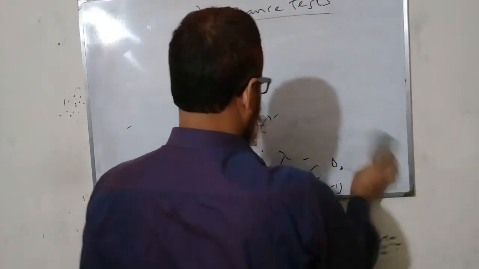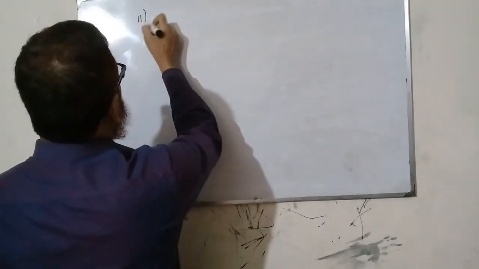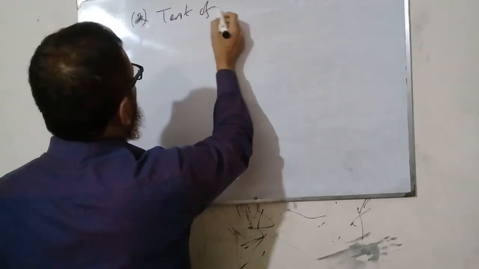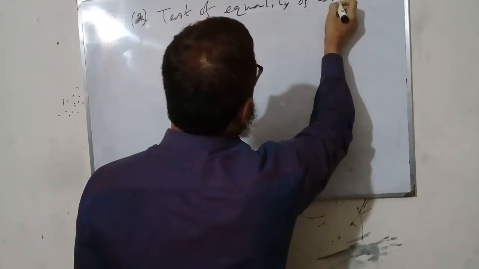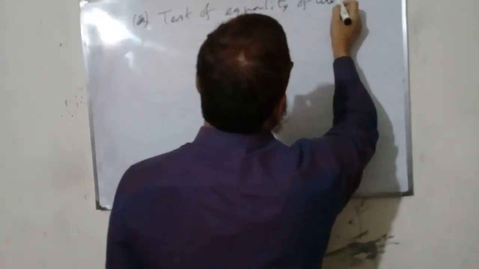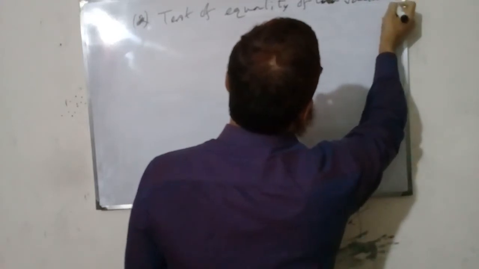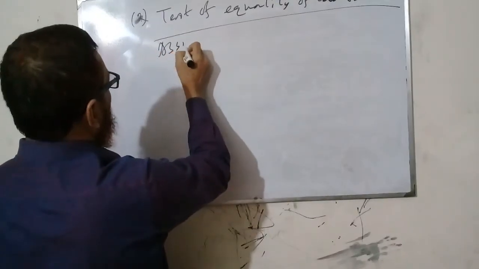Test for a specified value. Now, number 2, the equality of two variances test. Test of equality of two variances. At first, the assumptions.